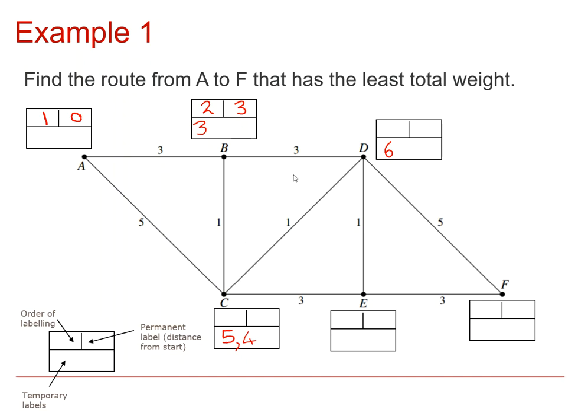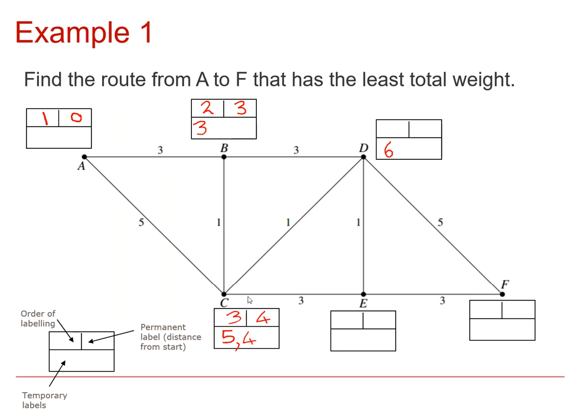Okay then, so that's all the updating done. I now have to look at these temporary nodes now and decide which one I can make permanent. So this one's got a temporary label of 6, this one has a temporary label of 4, and so this is the one which is now the one I can make permanent. So that gets a permanent distance of 4, and it was the third one to be given the permanent label.